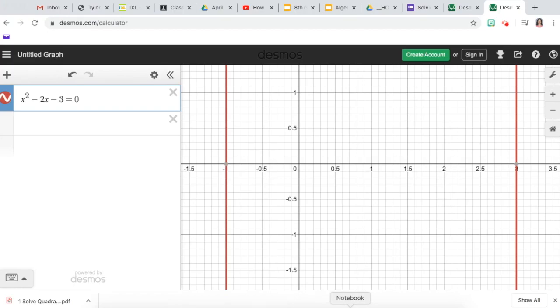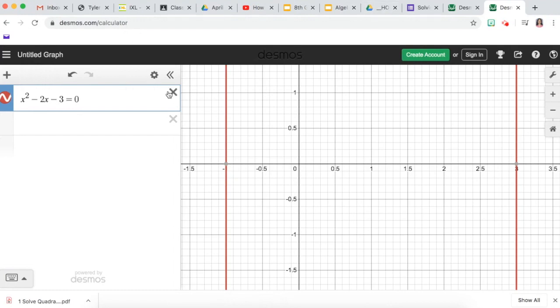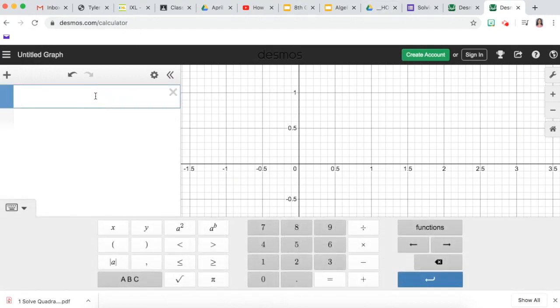So on your paper here, you would have the solutions are x equals -1 and x equals 3. Okay, number 2 says solve 5x squared equals 45. So we're going to head over to Desmos. I'm going to delete this previous one, and it was 5x squared equals 45.